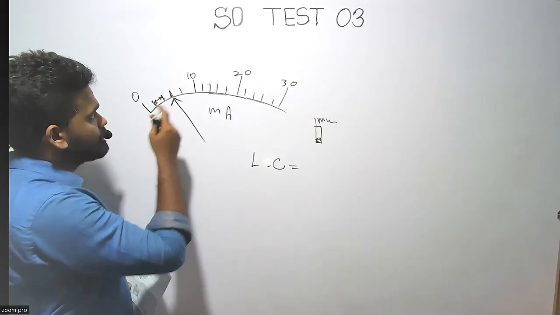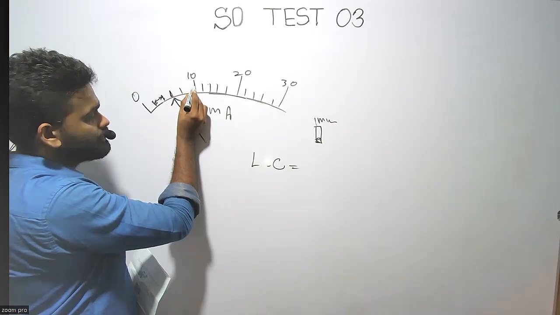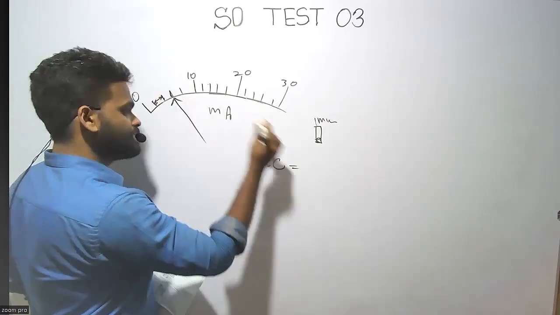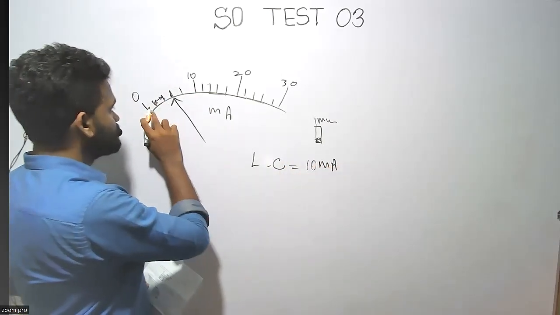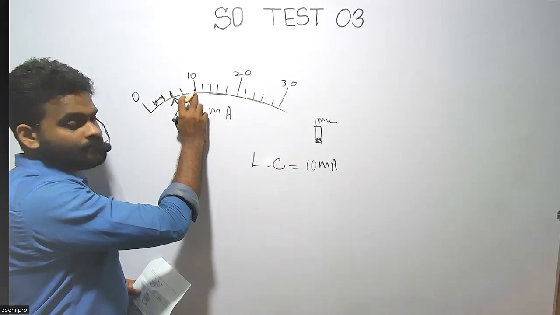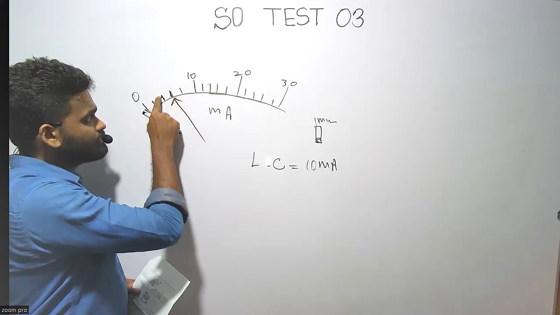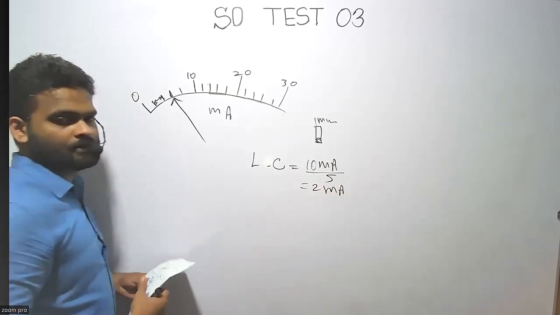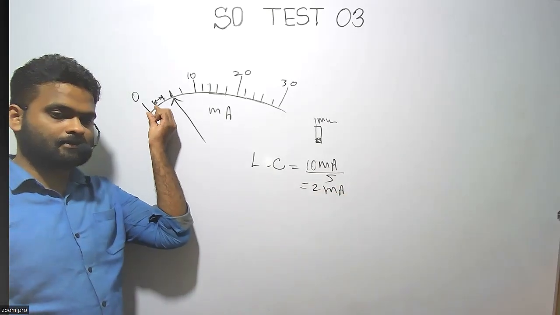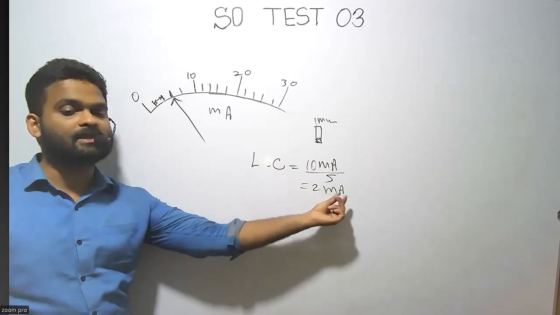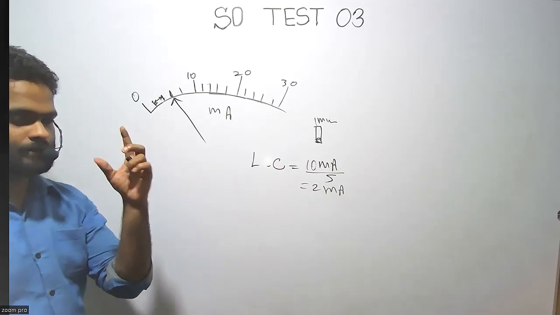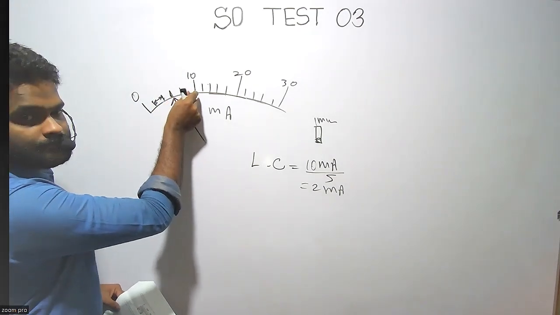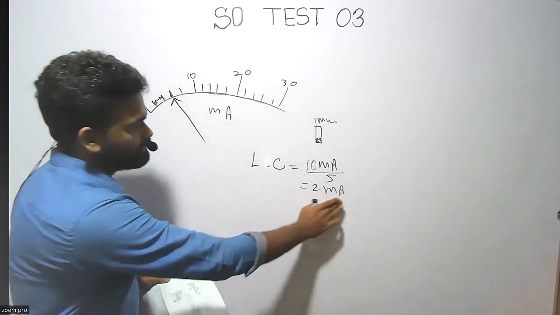So what's the length? From here to here it is 10. You can take the whole thing or just a part of that. From here to here it is 10, it represents 10 milliamperes, and it is divided into 5 parts. So it should be 2 milliamperes, right? So this single part has a value of 2 milliamperes. That's how it makes 10 milliamperes here. Okay, we found the least count.